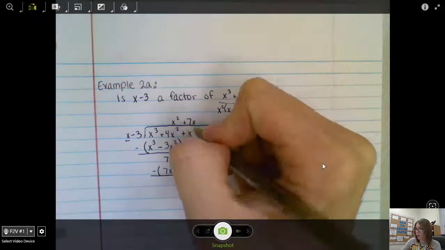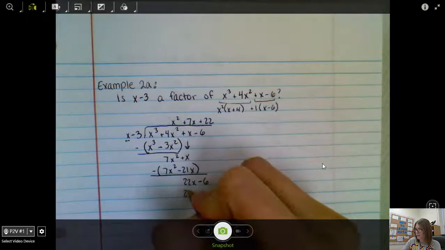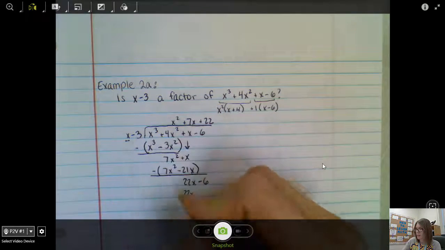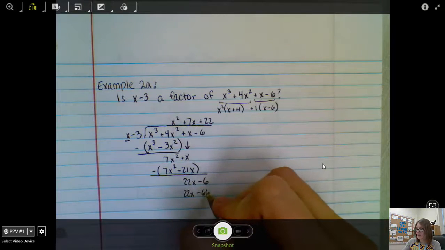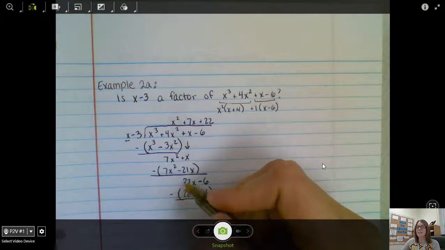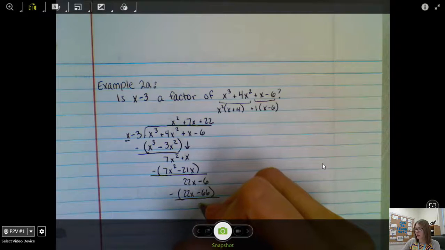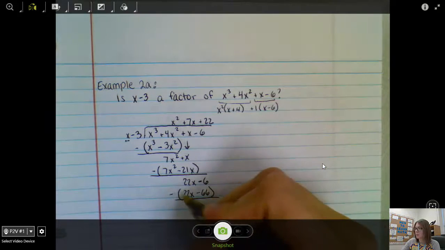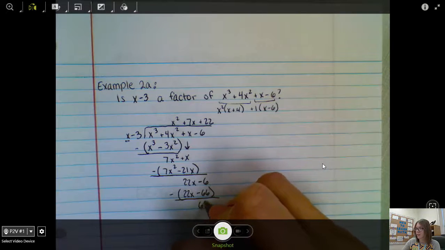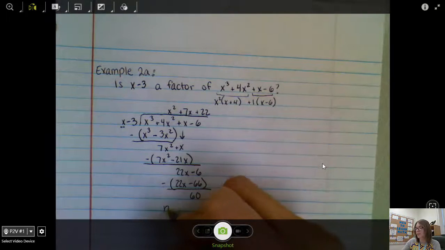X times 22 gives me the 22x. 22 times negative 3 is minus 66. But I can tell right away, I'm going to have a remainder here. My x's will cancel out, but I'm going to have a remainder. I end up with remainder negative 6 plus 66, a remainder of 60. Since I have a remainder here, the answer is no, it's not a factor.